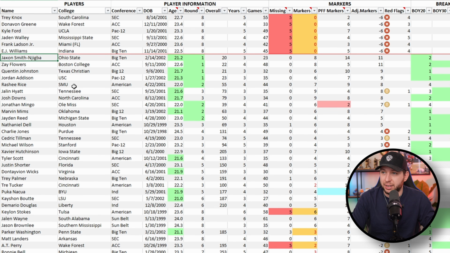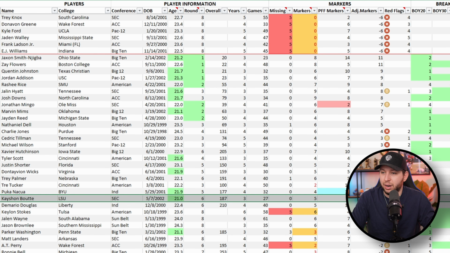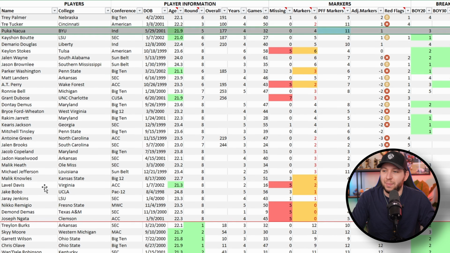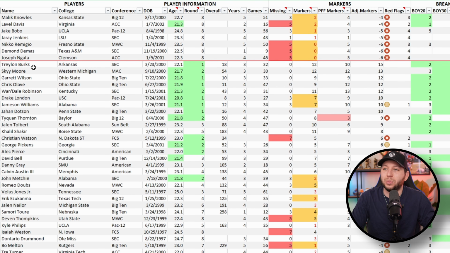Like 2023 went JSN, Flowers, Quentin Johnston, ouch, Jordan Addison, then Rashee Rice. I feel like that's a pretty good ranking for the top guys in that class. Puka Nacua is down here at wide receiver 22 in the class, but we will get to him in a second in terms of being an outlier. So I have some explaining to do.